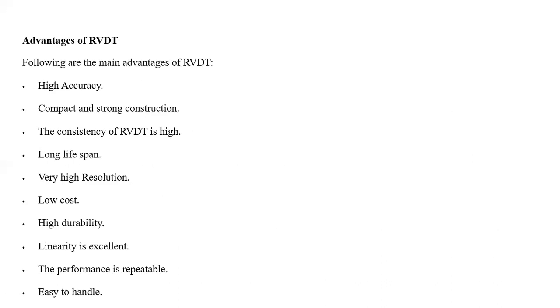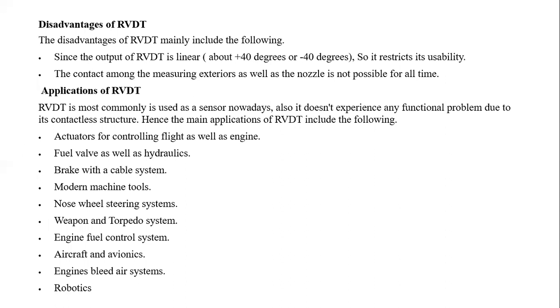The advantages of RVDT are high accuracy, and compact and strong construction. The consistency of RVDT is high, long lifespan, very high resolution, low cost, high durability, and excellent linearity. The performance is repeatable and it is easy to handle. The disadvantage is that the output of RVDT is linear only over a limited range, so it restricts its usability. Contact among the measuring exteriors as well as the nozzle is not possible all the time.